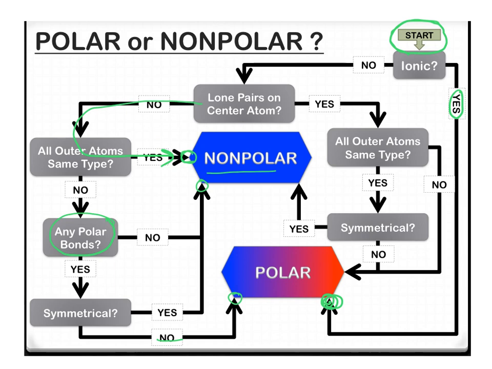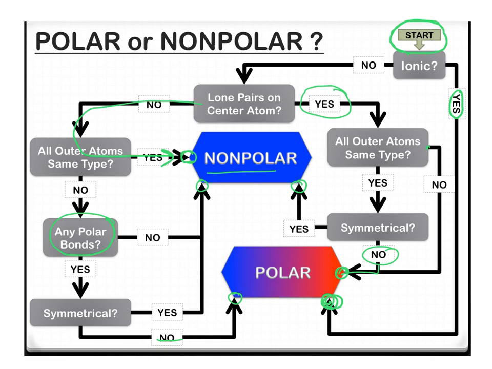All right. Let's go back up to lone pairs on the center atom. If we answered yes to the question, there are lone pairs on the center atom, then the next question we want to ask is, are all the outer atoms the same type? If the answer is yes, then we're going to say, okay, was it symmetrical? Yes, then it's nonpolar. All the outer atoms the same type? Yes. Symmetrical? No. So now we're down here in this path. Polar.